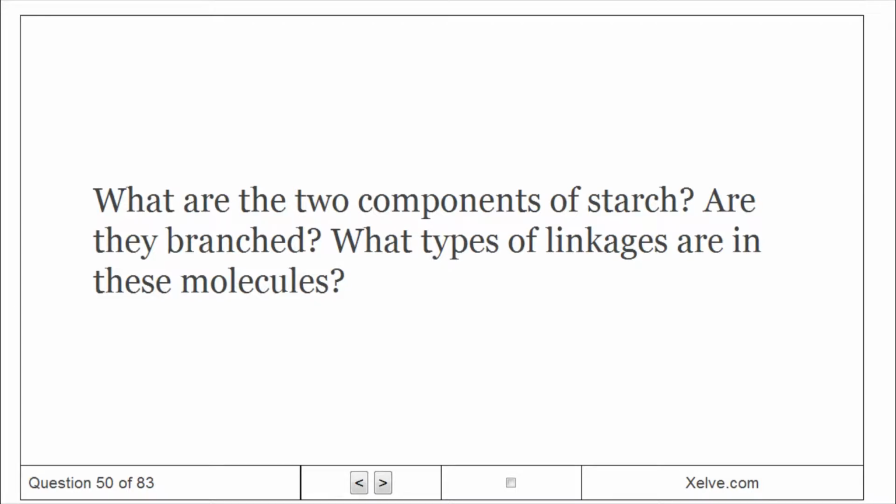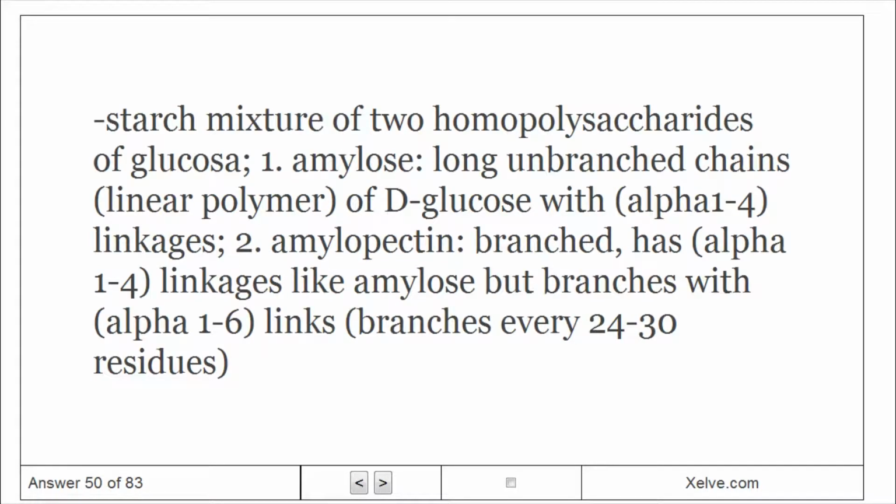What are the 2 components of starch? Are they branched? What types of linkages are in these molecules? Starch is a mixture of 2 homopolysaccharides of glucose. 1. Amylose: long unbranched linear chains, a polymer of D-glucose with alpha 1 to 4 linkages. 2. Amylopectin: branched, has alpha 1 to 4 linkages like amylose, but branches with alpha 1 to 6 links, with branches every 24 to 30 residues.